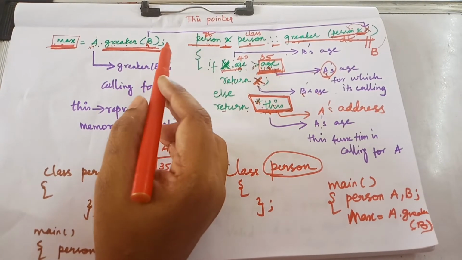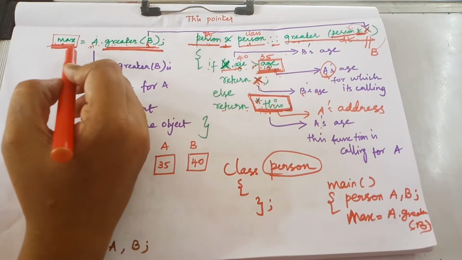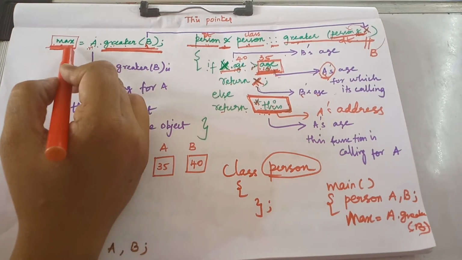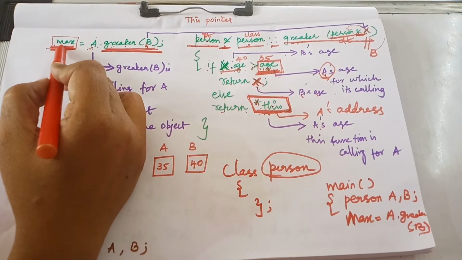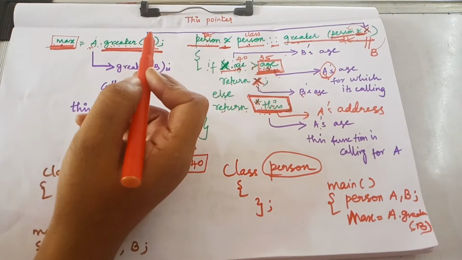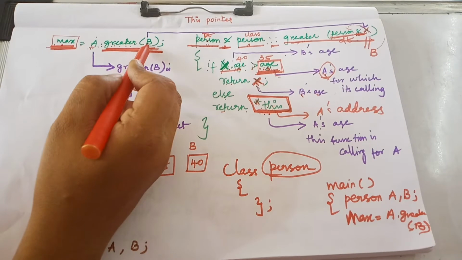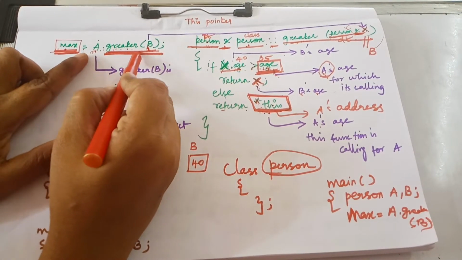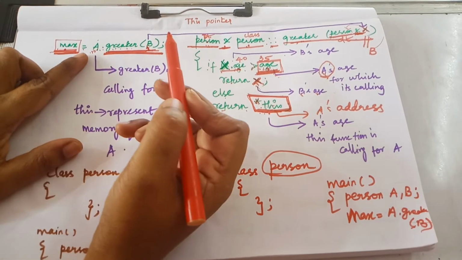I would like to explain this pointer using one simple example. See here, this is a member function call, written in a main program. So maximum is equal to a dot greater b. Here a is an object, b is also an object. So you are calling the member function for the object a by passing b.